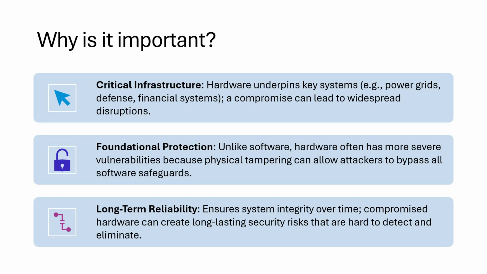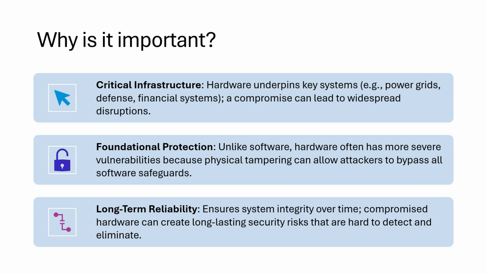Foundational protection is the next very important point we need to look into. Unlike software, hardware often has more severe vulnerabilities. The reason is very simple: physical tampering can really allow and ease attackers to bypass all the software safeguards. If there is a flaw in the hardware, it not only attacks the physical structure and the physical presence of the hardware, but it can also disrupt the software safeguards as well.